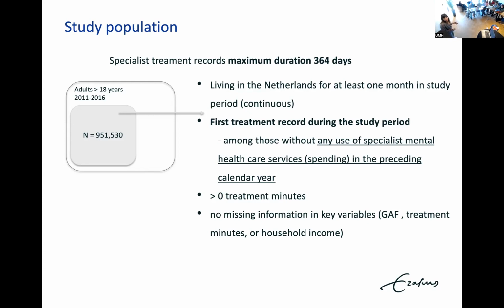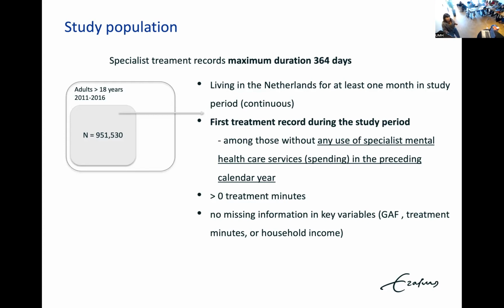And then we also go to the healthcare claims where we have expenditure. We have data before 2011, and we make sure that for that first treatment record, the patient did not have any expenditure in the previous year. So that we have a back period that is more or less equal for everyone in the study period.